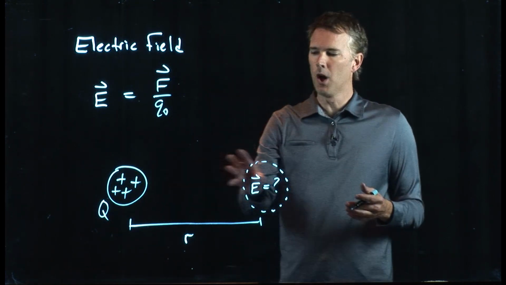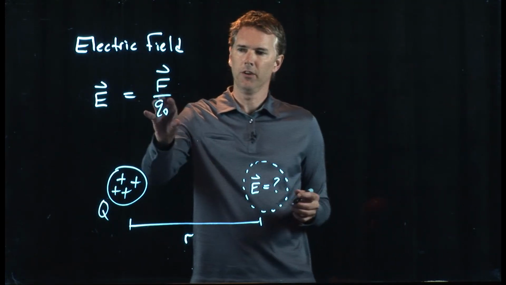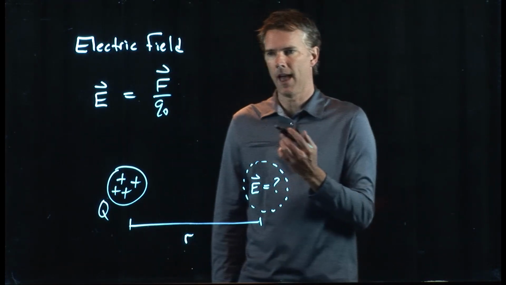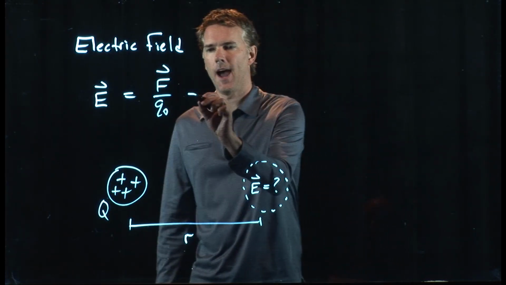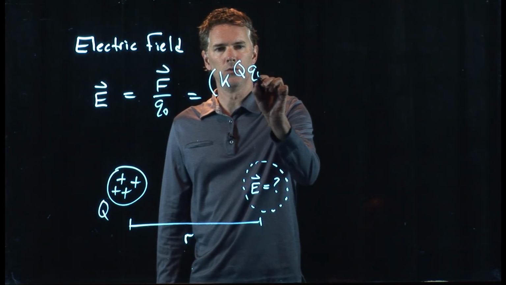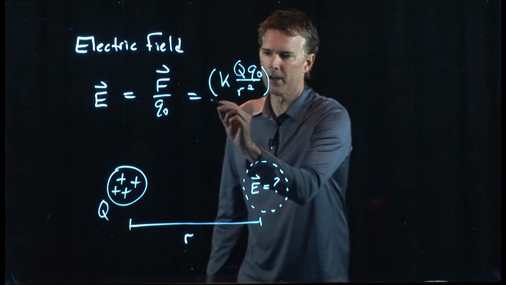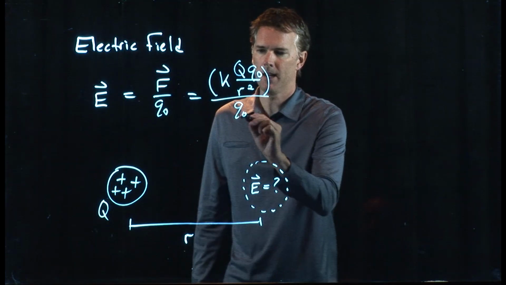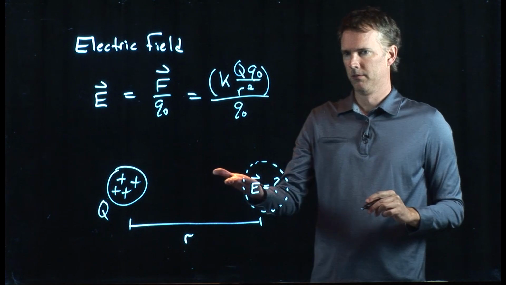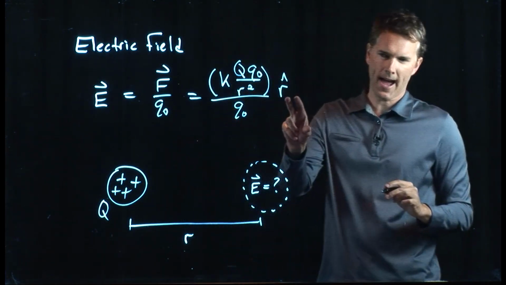All right, in this case, we know that it will experience a force. So there must be an electric field there, and the electric field is apparently F over Q naught. But we know what F is. F is Coulomb's law. So that becomes K Q naught divided by r squared. We're going to divide that whole thing by Q naught. And there is a particular direction associated with this. Okay? We typically call that r hat. What does r hat mean?